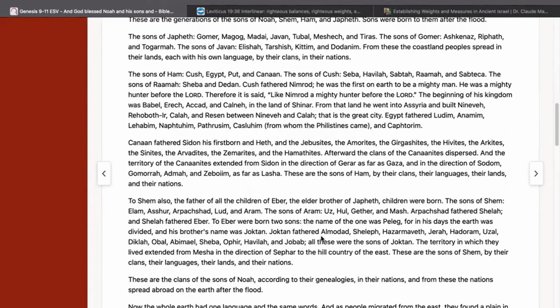Joktan fathered Almodad, Sheleph, Hazarmaveth, Jerah, Hadoram, Uzal, Diklah, Obal, Abimael, Sheba, Ophir, Havilah, and Jobab. All these were the sons of Joktan. The territory in which they lived extended from Mesha in the direction of Sephar to the hill country of the east. These are the sons of Shem by their clans, their languages, their lands, and their nations.